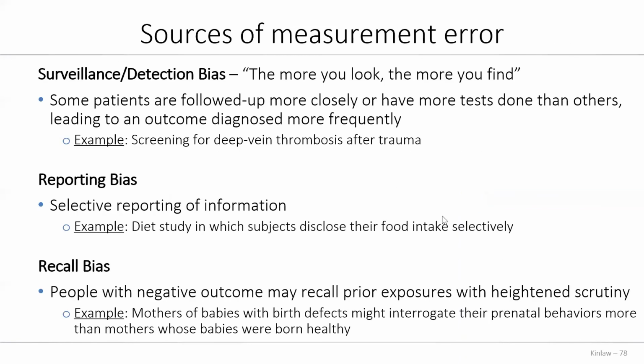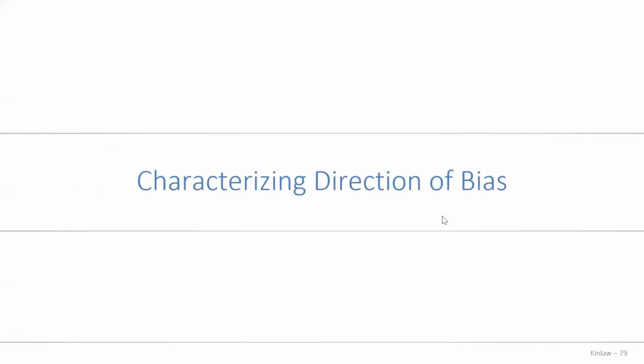Some common sources of measurement error are shown here. First is detection bias, where some patients get followed up more closely or have more tests than others, which leads them to having higher apparent occurrence of an event. Second and third are reporting and recall bias, which are generally characterized by people reporting exposures or characteristics about themselves, knowing that they have a disease or out of concern that they might be stigmatized for what they did or what their response might be.